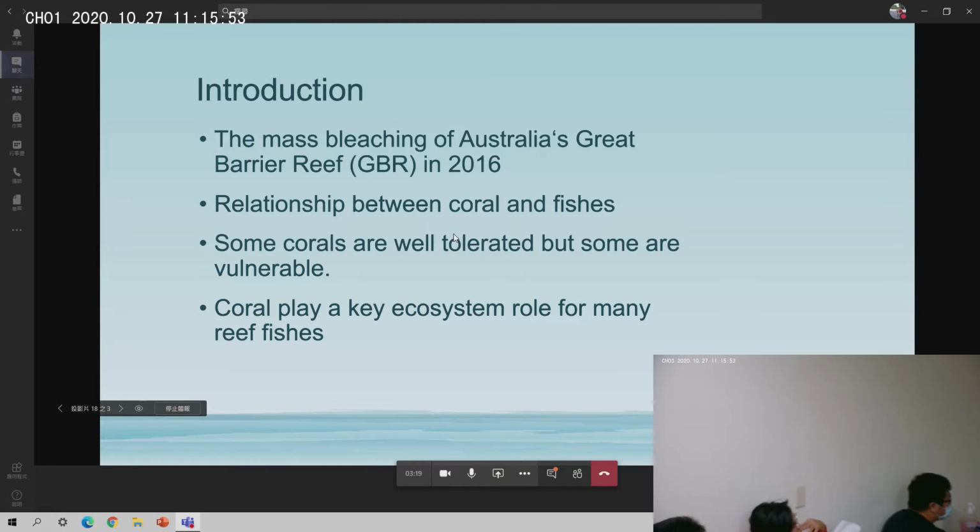Introduction. The mass bleaching of Australia's Great Barrier Reef, which we also call the GBR, in 2016 caused a lot of coral to die or bleach, and affected the relationship between the coral and fish. Some coral are well tolerated, but some are vulnerable. It means that some coral can sustain the high seawater temperature and may still be alive when the other coral is dead. Coral play a key ecosystem role for many reef fishes. It provides shelter and food for fish surrounding the coral.